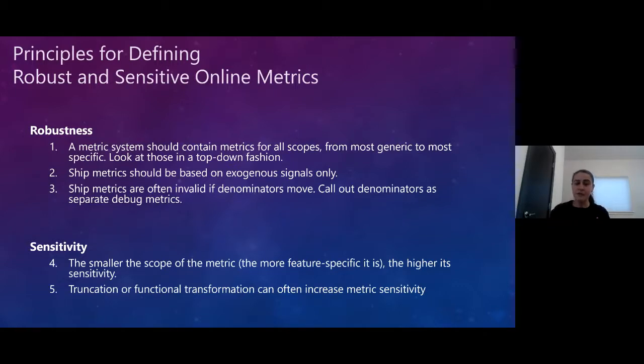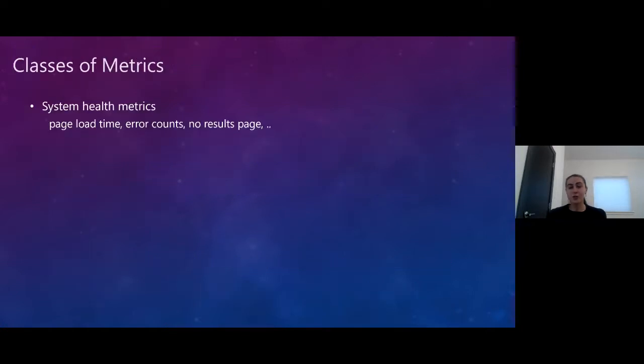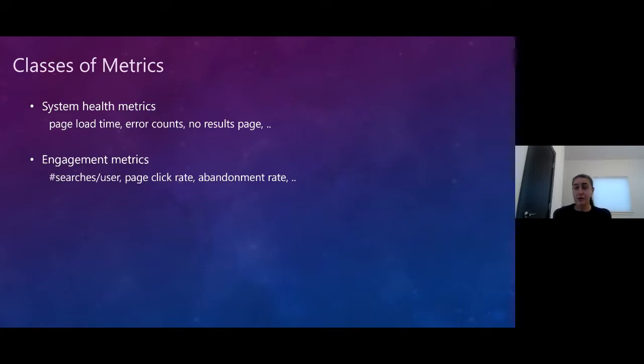So now we have these principles for defining robust and sensitive metrics. So how can we actually apply these techniques to build a class of metrics or a set of metrics that can cover all the aspects of our product? What we've found is that you need to have metrics around various aspects of the product. The first thing you want to measure is system health metrics. This is things like page load time, error counts, or no results page. And these are really the metrics that rely heavily on endogenous signals that are just the system response. The second set of metrics you want to have are engagement metrics.